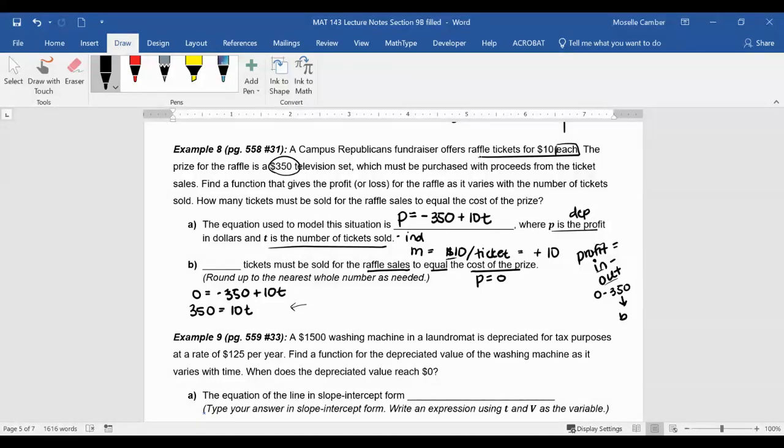So continuing on, we divide both sides by 10, and we get that t equals 35. So you'd have to sell 35 tickets in order for the raffle sales to equal the cost of the prize.